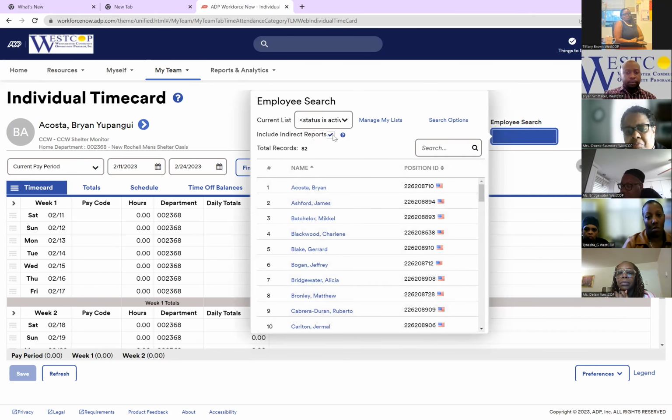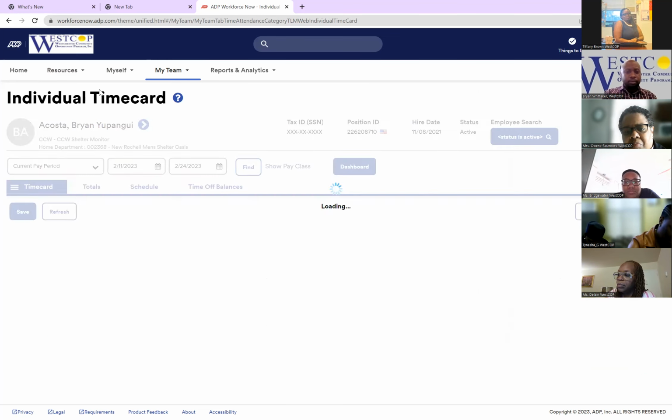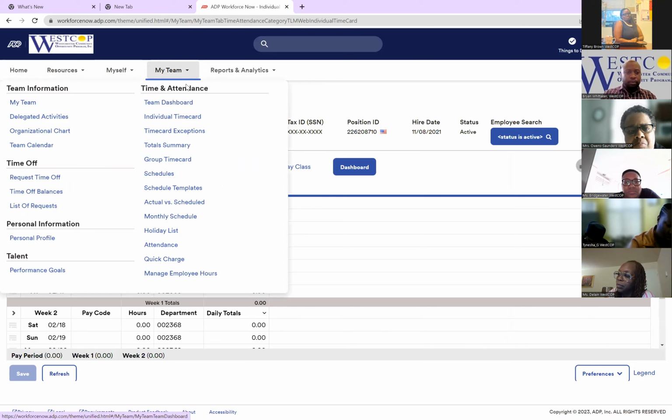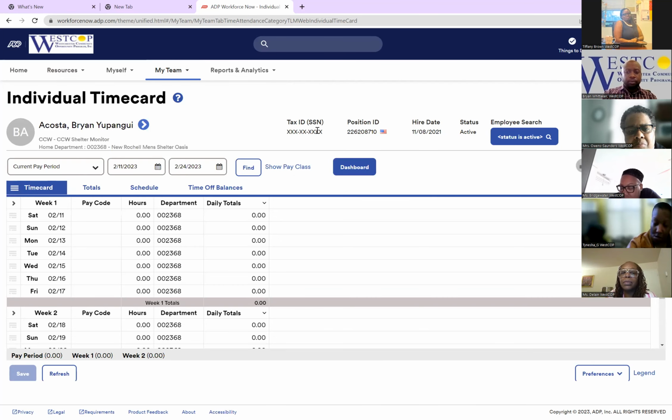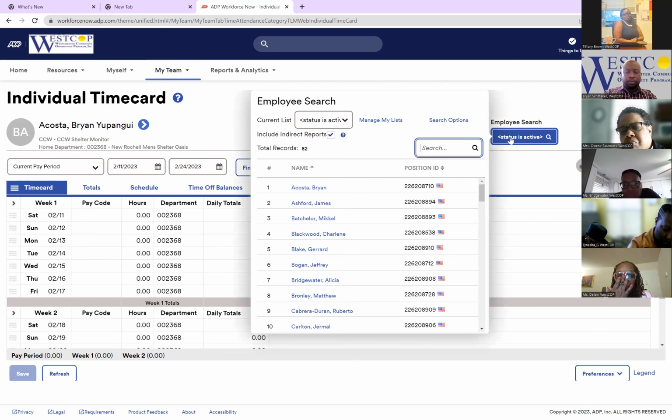When you go on, please always hit include indirect reports, because there might be people on your list that you should have but you're not seeing, before you say you can't see anyone. So you go to your ADP, you hit individual time cards. Once you do, somebody's time card should pop up. You hit status is active, and then you hit include indirect reports. Did everybody catch that? Yes.